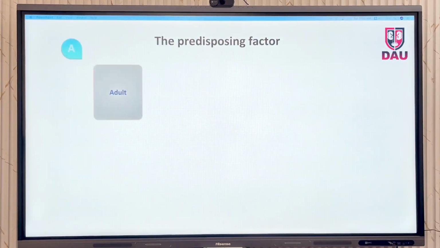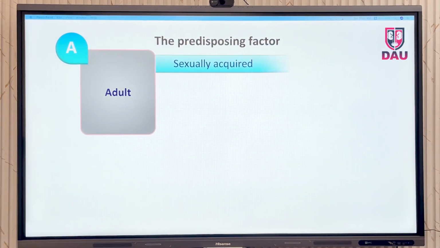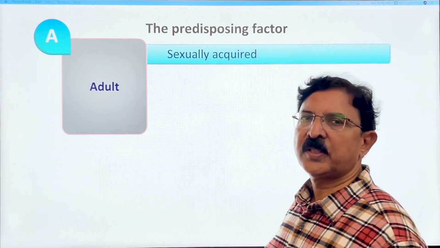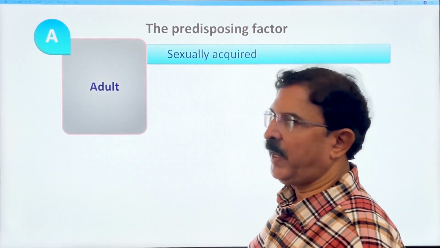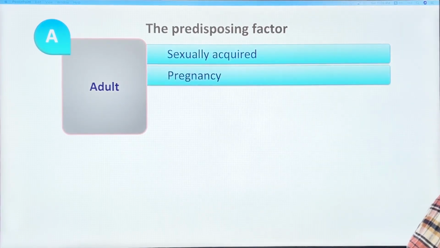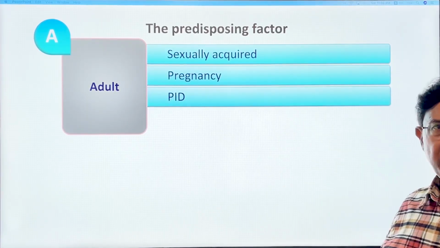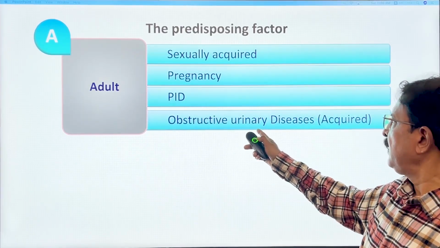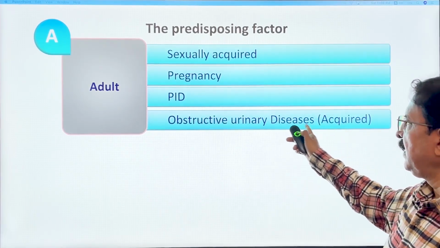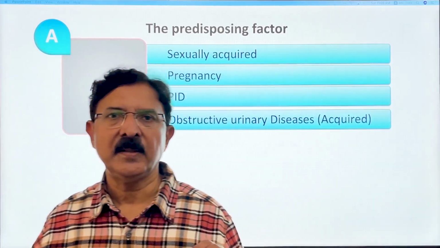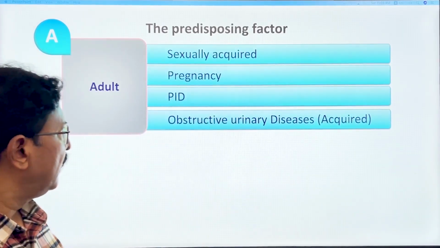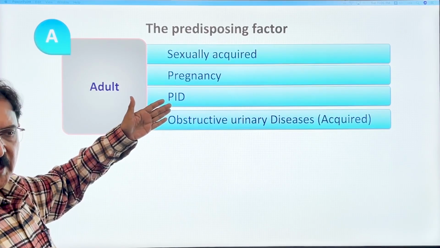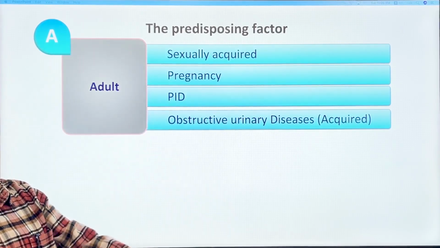And the predisposing factor, I mean, in an adult lady, often the infection is sexually acquired following a coitus, what's called honeymoon cystitis, or many ladies have postcoital exacerbation in low urinary infection, or it is in pregnancy, or it is because of PID, vaginitis, cervicitis, or some patients have obstructive urinary disease, which are acquired. By that I mean either a stricture in the urethra or the bladder neck obstruction in the ladies. So because of these reasons, the patients keep getting infection. It may be first episode, it may be a recurrent episode.